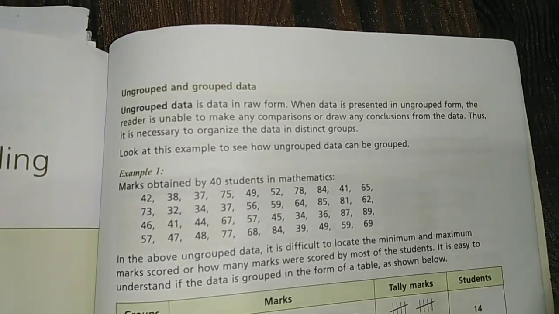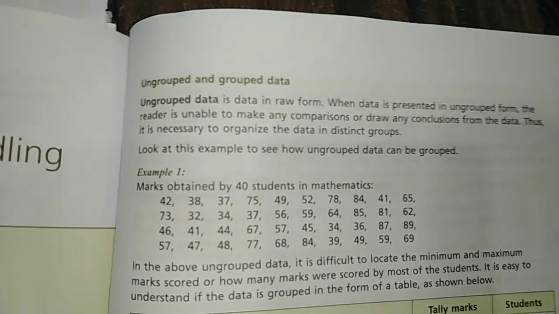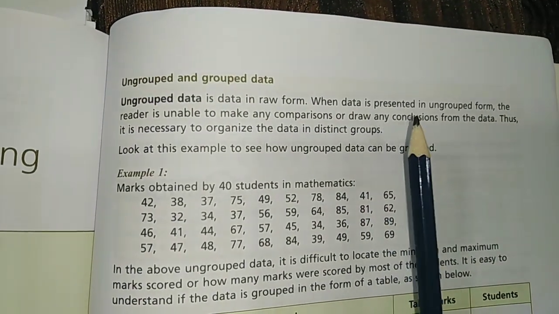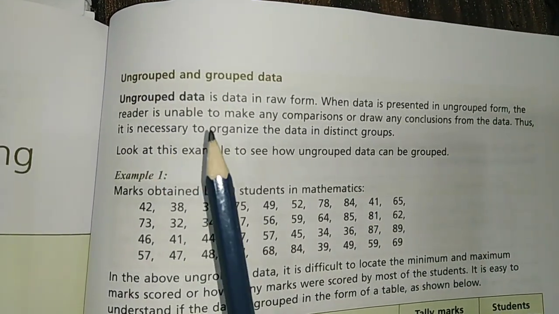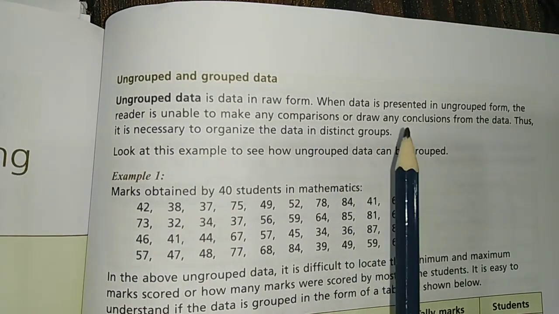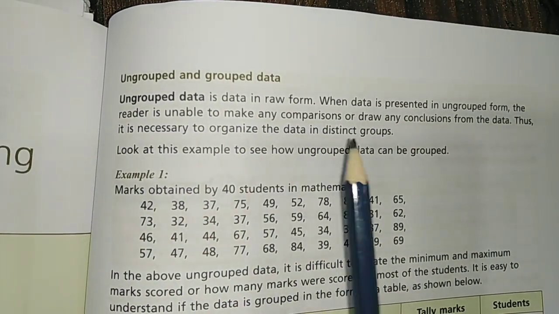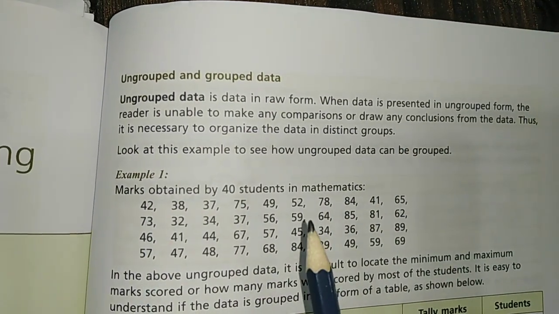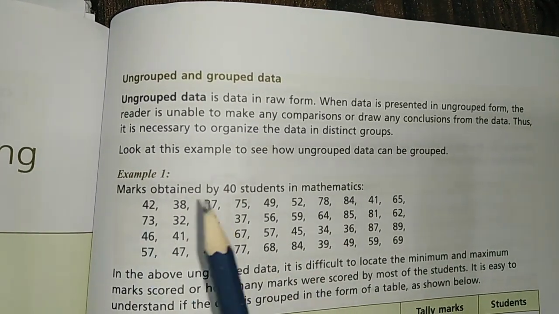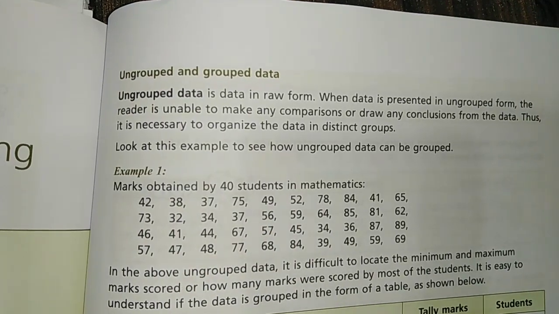Ungrouped and grouped data. Ungrouped data is data in the raw form. When data is presented in ungrouped form, the reader is unable to make any comparisons or draw any conclusions from the data. Thus, it is necessary to organize the data in distinct groups. This is an example of ungrouped data: 42, 38, 37, 75. There is no sequence between them.